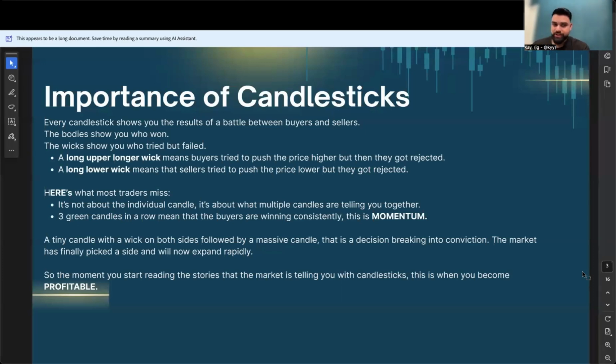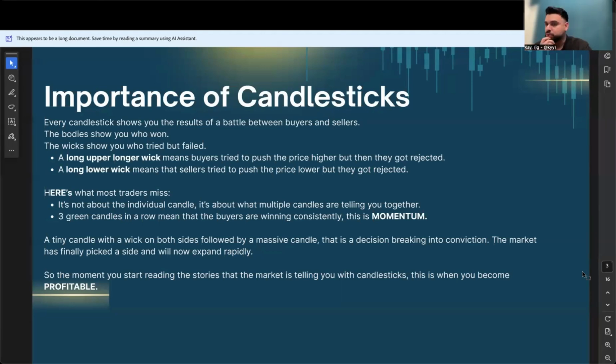Here's what most traders miss. It's not about the individual candle. It's about what multiple candles are telling you together. That's very important, because if you're rushing, you're not going to survive any longer. You're not going to last for too long. Three green candles in a row is what the majority of traders look for, looking for momentum. That's what is seen as a major confirmation.